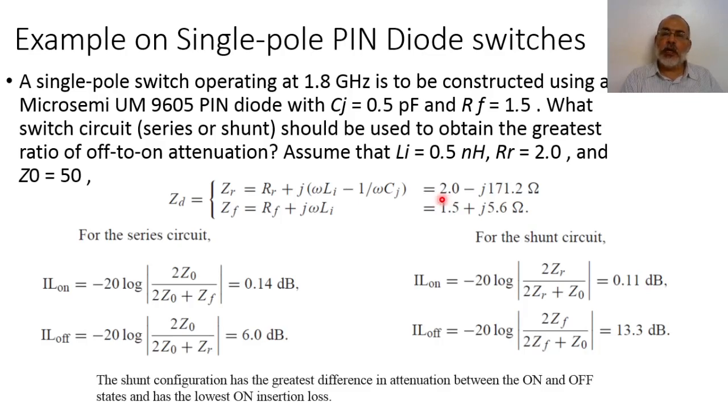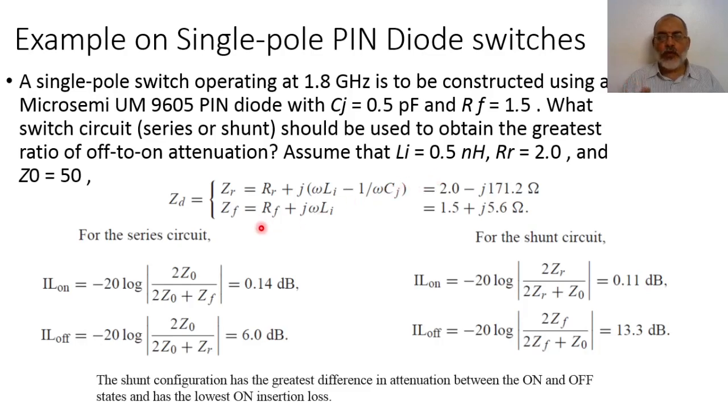We find that the diode impedance at the reverse biasing is 2 minus j 171.2 ohms. Effectively, if we calculate everything separately, we find that the dominant value comes from 1 over omega C. So the dominant part of the reverse bias impedance is due to 1 over omega C.